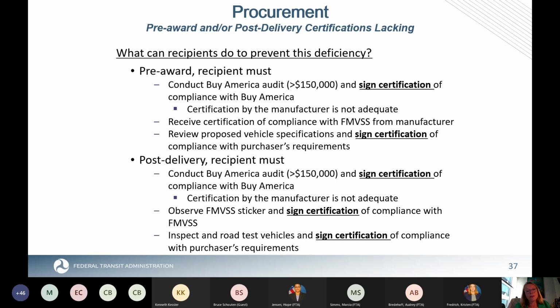Now for the vehicle you got, the components and subcomponents will probably be different than the one that was proposed. So again, you look at the information the manufacturer has given you and you sign a certification that the vehicle that was delivered met Buy America. Same thing for FMVSS. Look for the sticker of FMVSS on the buses, make sure it's in compliance, sign a certification to the file that it's in compliance with FMVSS. And the third is when you get the vehicles in, inspect them, road test them, make sure it's the vehicle that they offered, and you sign an internal certification that it meets purchaser's requirements.